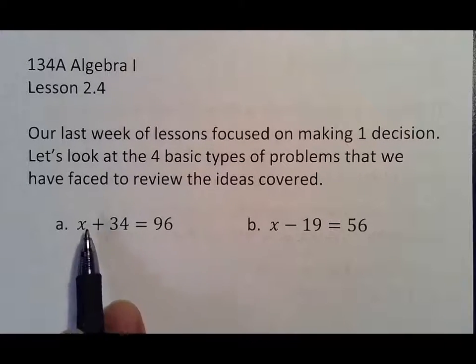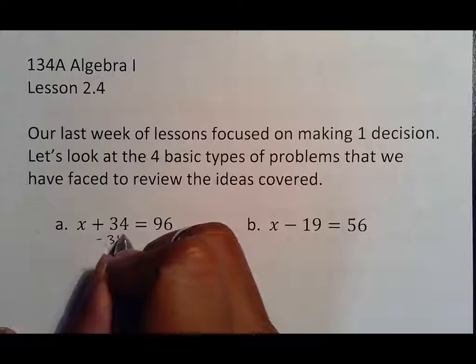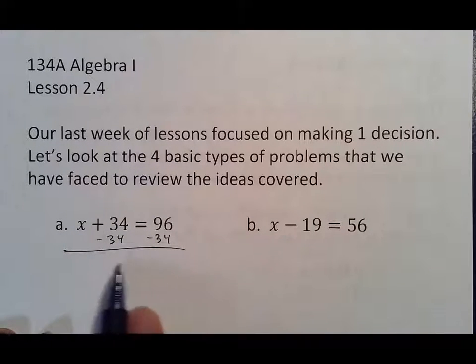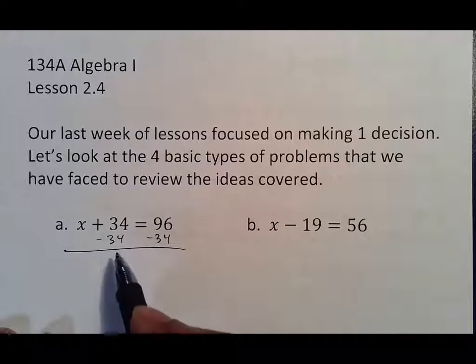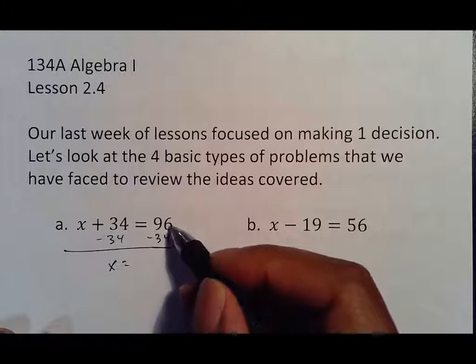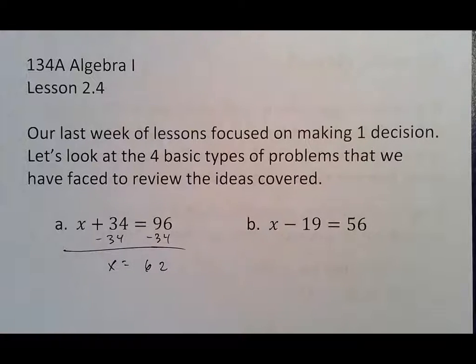Last week we learned that whenever we see x plus 34, the positive 34 is with x, and since it's being added, we subtract 34 from both sides. You didn't draw the line on the computer, but on paper you would draw a line to separate it. The 34s go away, the x comes down, and 96 minus 34 is 62. You could use calculators on that. I'm just working it out so you can see it.